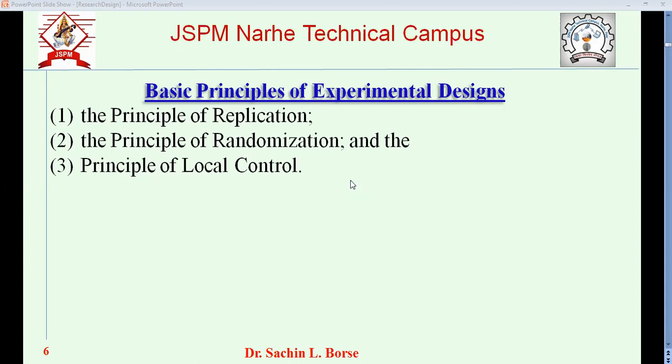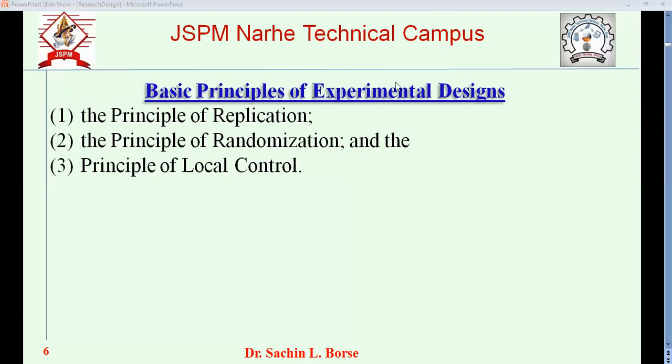And then the principle of local control. There are chances that there can be an extraneous variable. What is the meaning of extraneous variable? That today we'll see. So in the principle of local control, what we do is we measure the extraneous variable and to what extent it is affecting the phenomenon that we measure, and correct. So that is called the principle of local control. That we'll see now again.